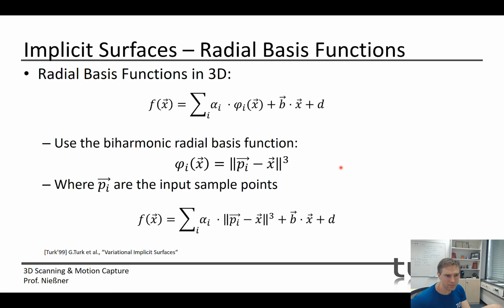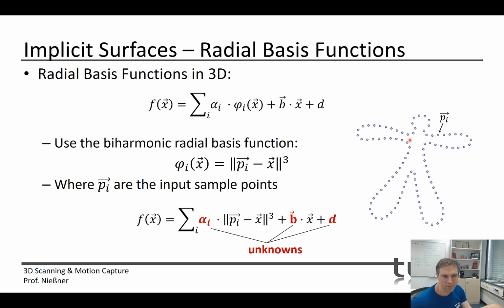Okay, so let's make this a little bit more concrete and see how this would go. We have a radial basis function in 3D, right? So we have these 3D points as input. We have the alphas, and we have a shift implicitly given. We're using here a biharmonic radial basis function. Again, there are different options that you can use here. This is just one example. And the p_i are the respective sample points that we, for instance, have gotten from a laser scanner, right? x is always the query point, and the p_i are the points that we have here as inputs. Now, we have our amazing shape here, this is what we have scanned.